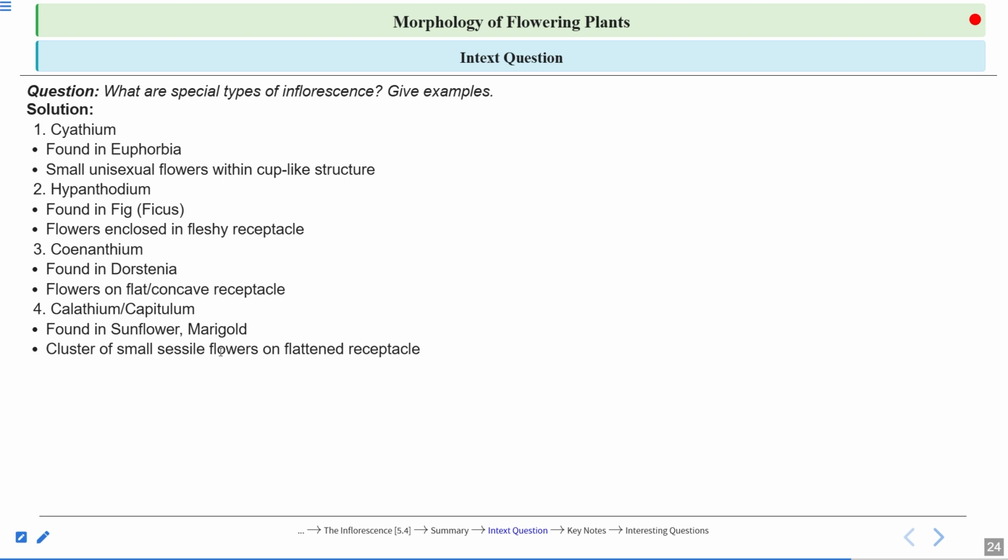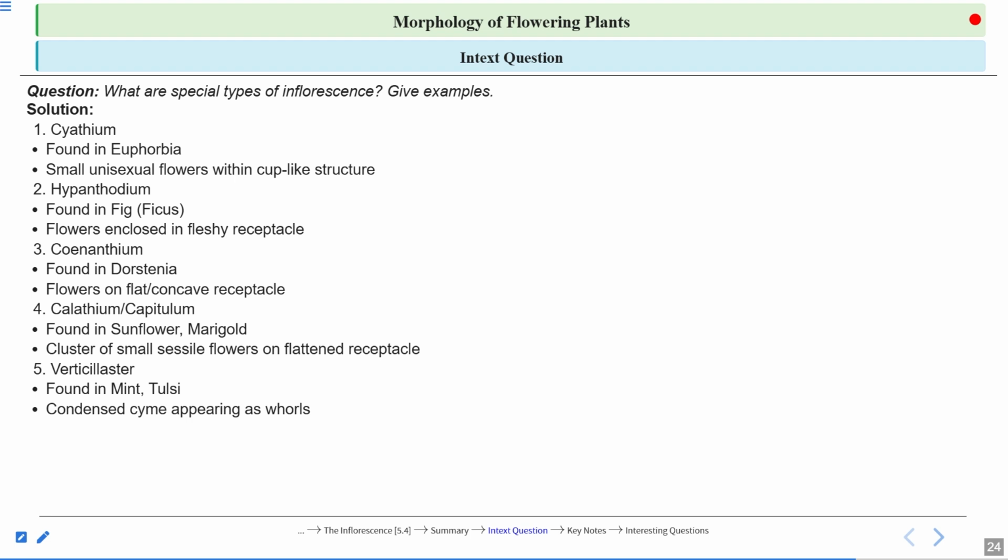The ray flowers are usually sterile, and disc flowers are usually bisexual. Or simply you can write that it is a cluster of small sessile flowers on a flattened receptacle. So basically Capitulum consists of 2 kinds of flowers, ray flowers and disc flowers. These are present in sunflower, or you can also say ray florets or disc florets. Then there is inflorescence Verticillaster.